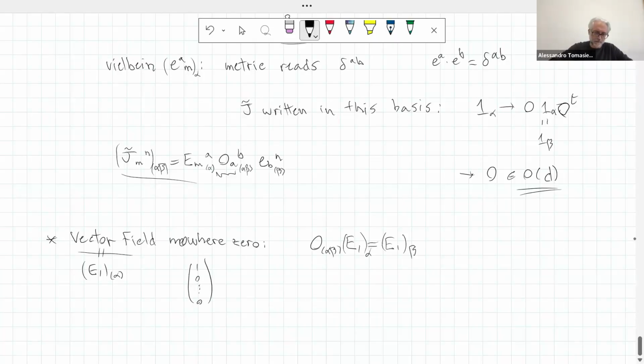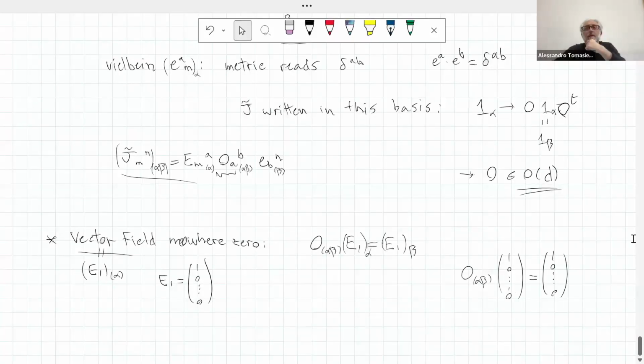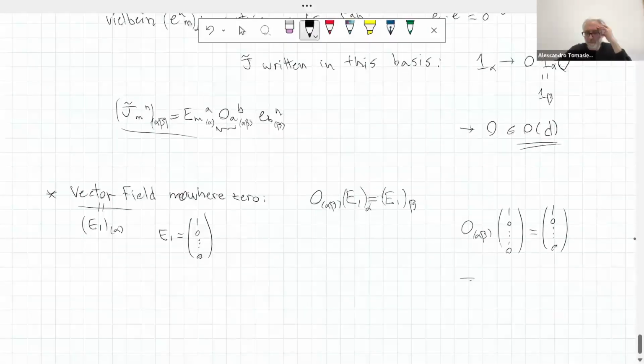Dot, dot, dot, 0. It's the first vector of the basis. So O now satisfies this condition. So in fact, let's say D minus 1. So this is a further reduction.